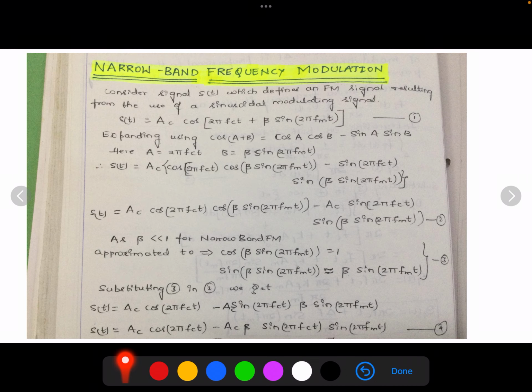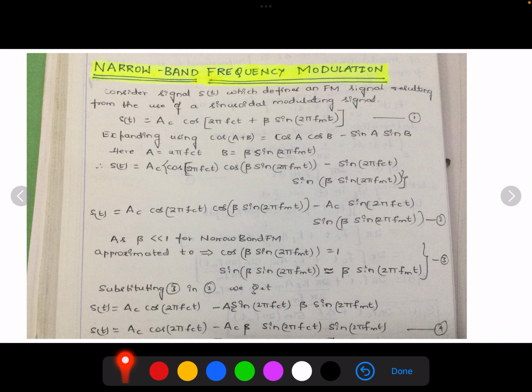So now we will take up narrow band FM and wide band FM. Narrow band FM is a case when beta is very small compared to 1 radian. So let us consider a signal s of t is equal to AC into cos of 2 pi fct plus beta into sine of 2 pi fm into t.